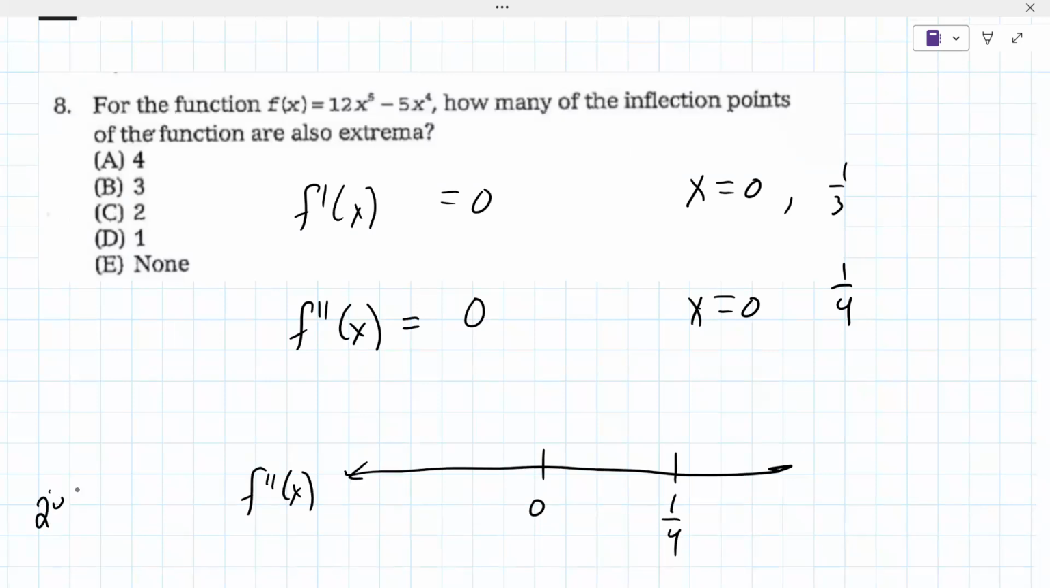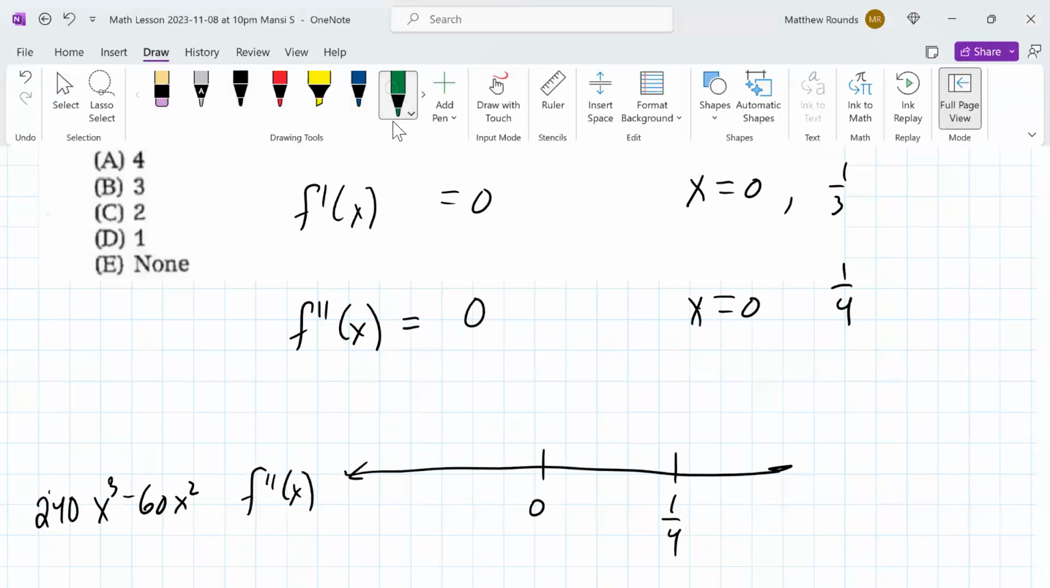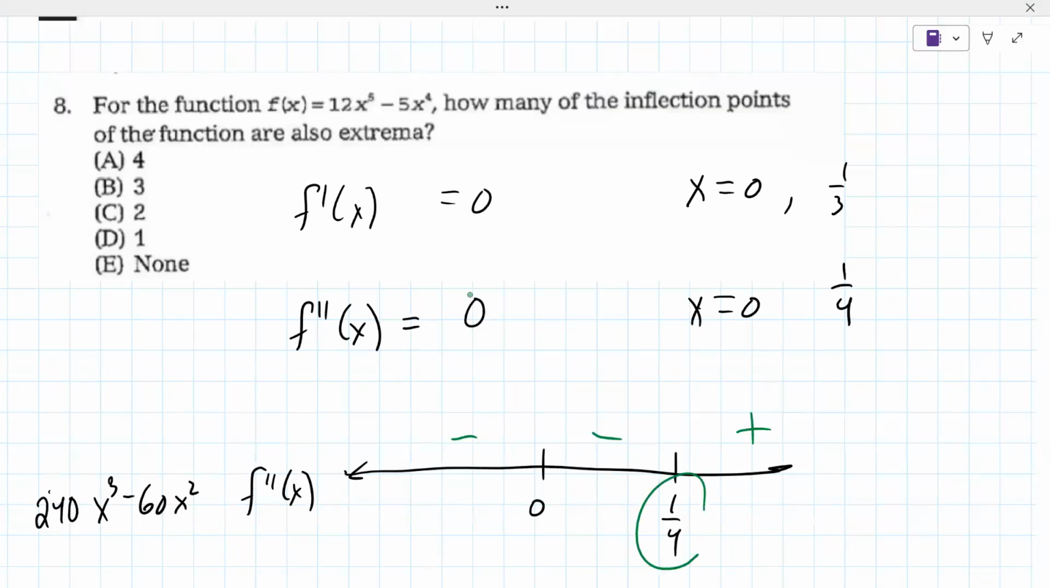Like you said, it's 240x cubed minus 60x squared. So you really want to know the sign here of this. Now, it helps to know what the graph looks like. There's actually a double root, so you know that the graph comes up and touches, and so it ends up that this is negative, negative, and positive. So this is the only inflection point.